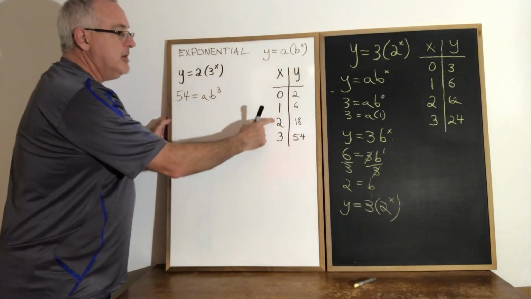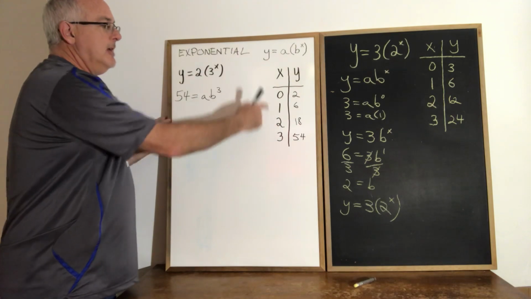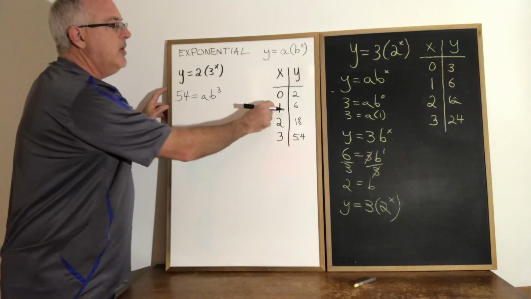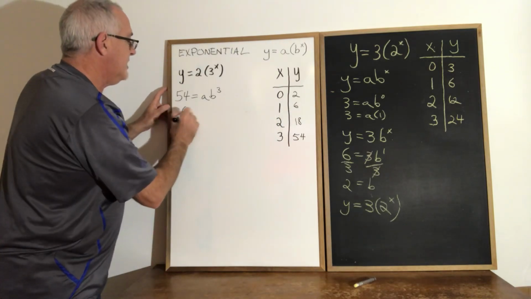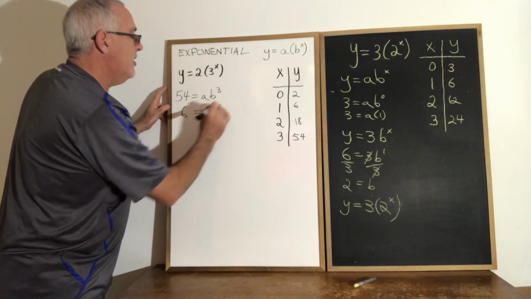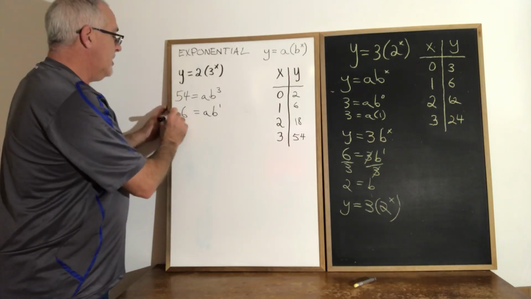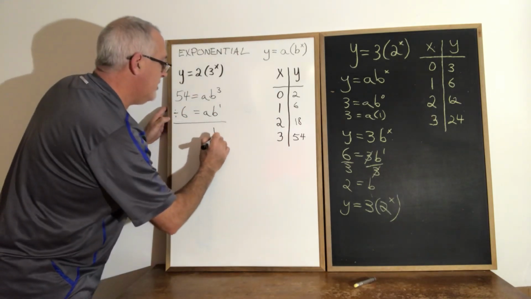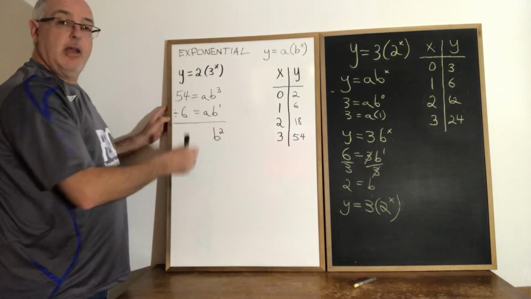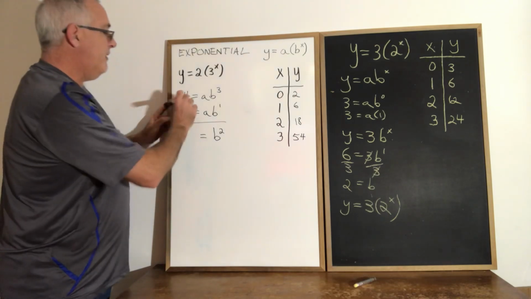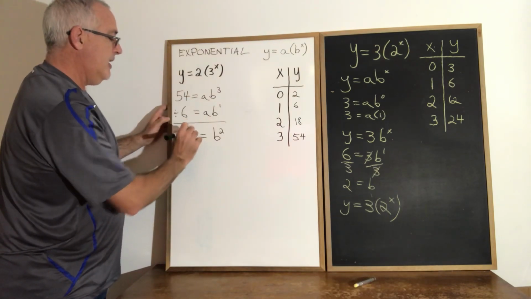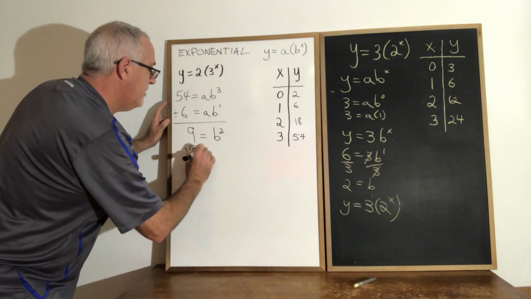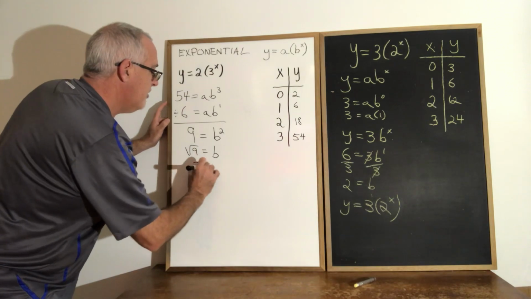And then I'll choose another point, and to make things not be too easy, I'm going to avoid using the point (2, 18). I'm going to use the point (1, 6). 6 is equal to a b to the 1. And now what I can do is divide these equations. b cubed divided by b to the 1 is b squared. a divided by a cancels. And 54 divided by 6 is 9. I have b squared equals 9. So therefore b is equal to the square root of 9. b is equal to 3.